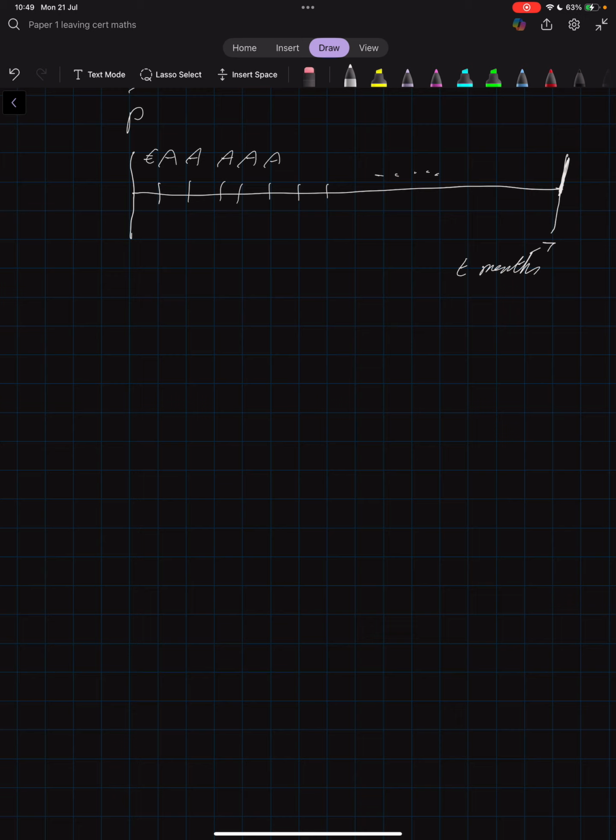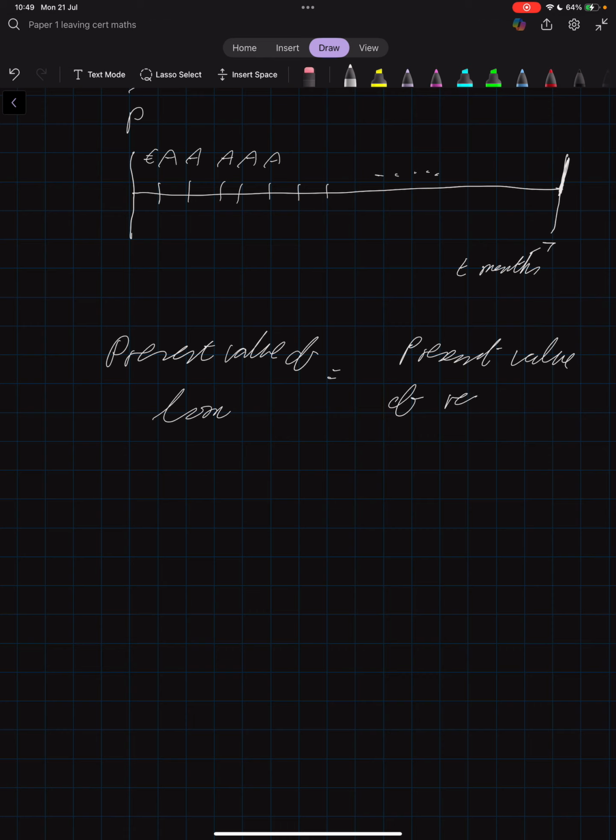So now, when they say repaid, what does that mean? Basically, if the bank is saying, okay, now you've repaid us, what they're saying is that the present value of the loan is equal to the present value of your repayments. Okay, so what's the present value of the loan? The present value of the loan is P. What's the present value of your repayments?